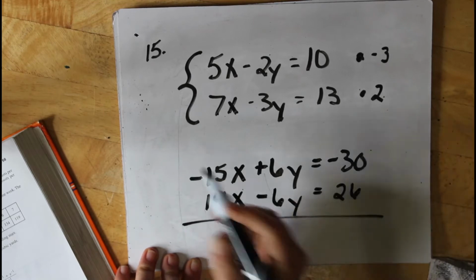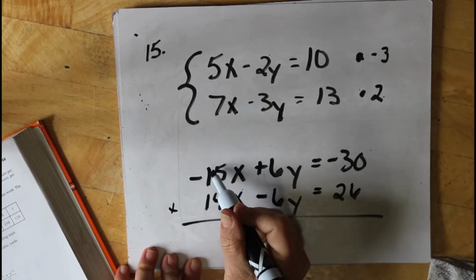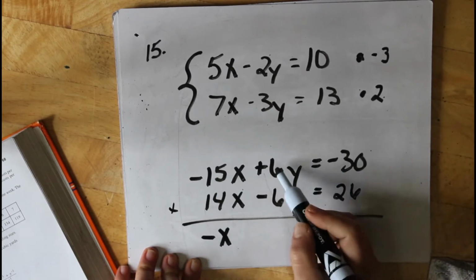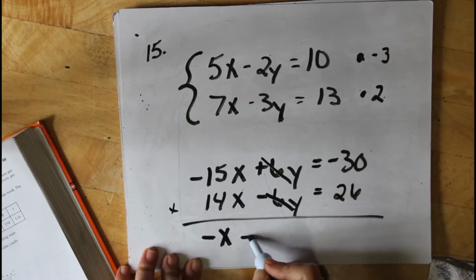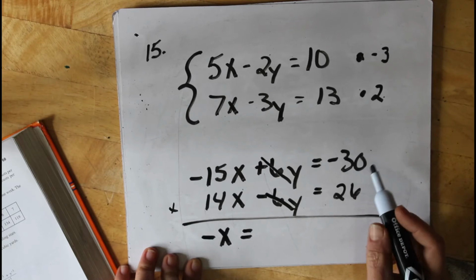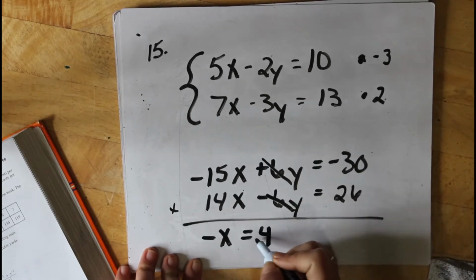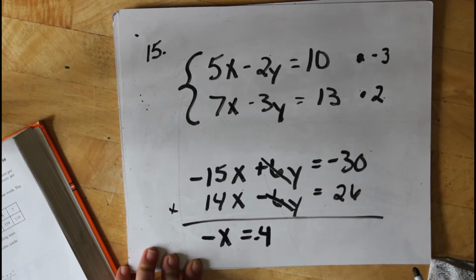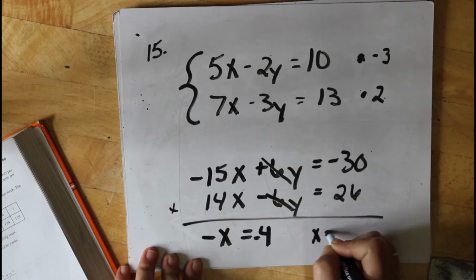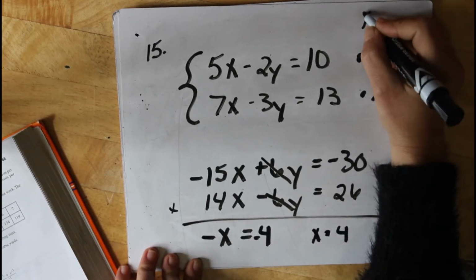Now I'm going to add these two together. So I'm going to start over here. Negative 15 and positive 14 will be negative 1, so negative x. Those two cancel. We get negative x equals negative 30 and 26 would be negative 4. So we end up with negative x equals negative 4. That means x is going to equal 4. Alright, so we've got x equals 4.